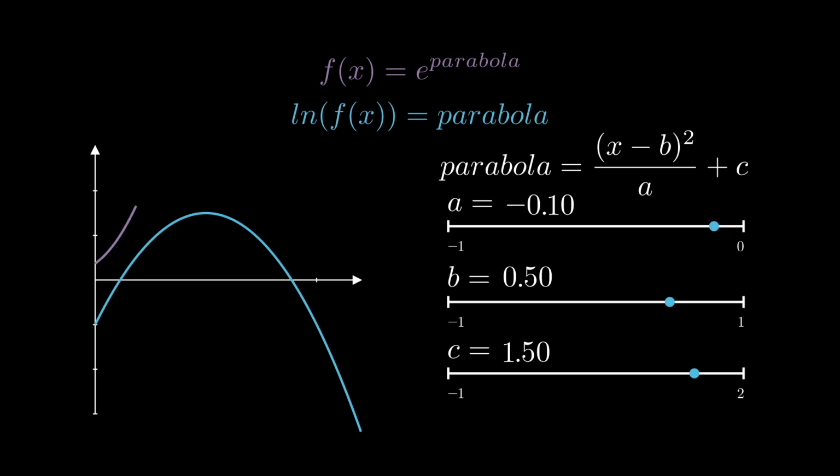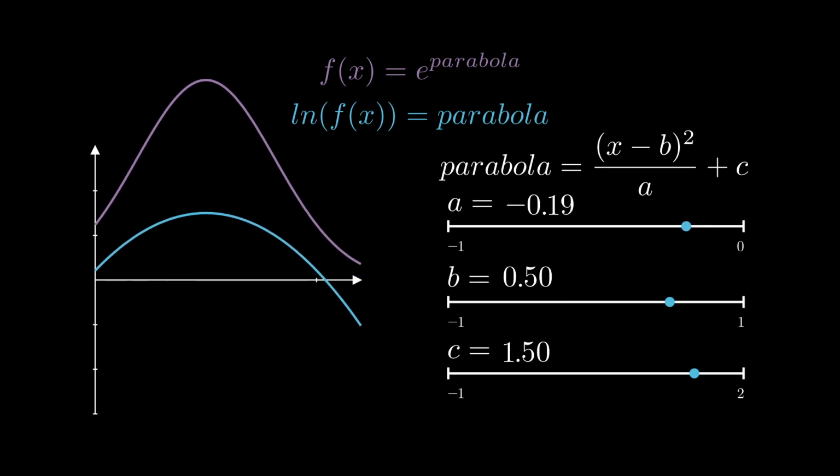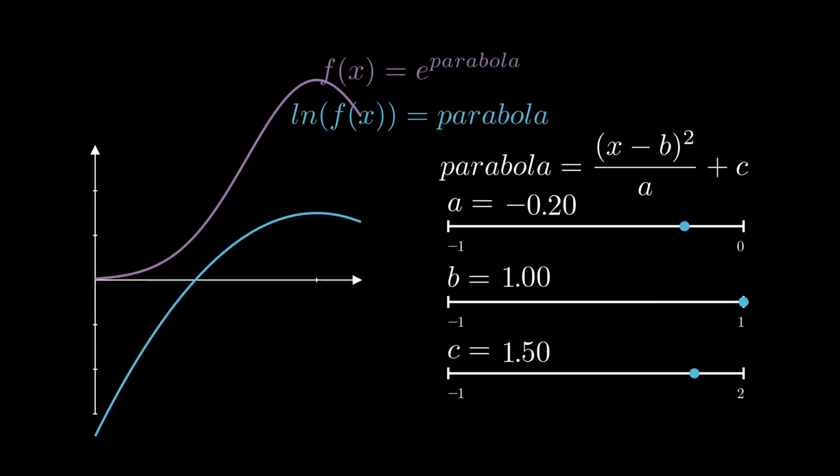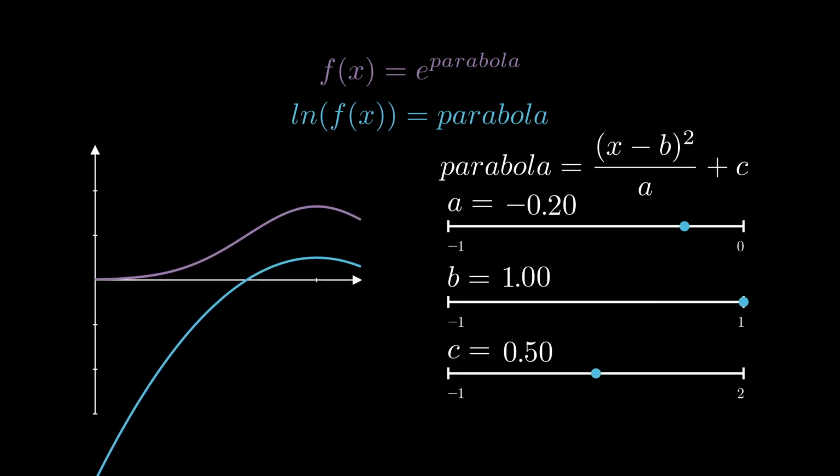We can also look at how these coefficients change the parabola after we pass them through the exponential function. If we change a, it stretches the graph horizontally. If we change b, it shifts the graph horizontally. And if we change c, it stretches the graph vertically.